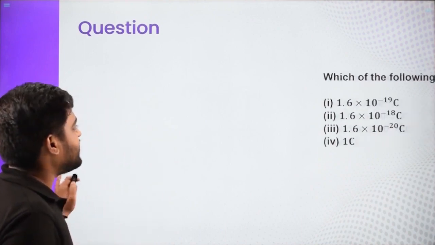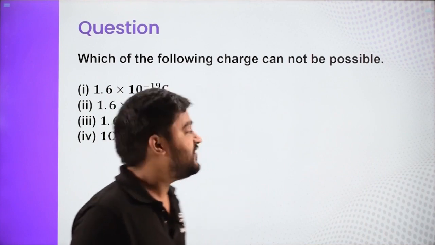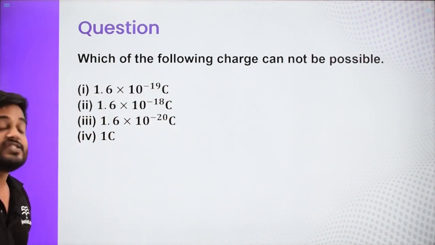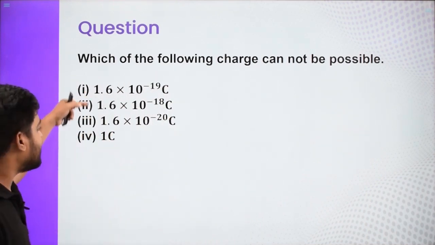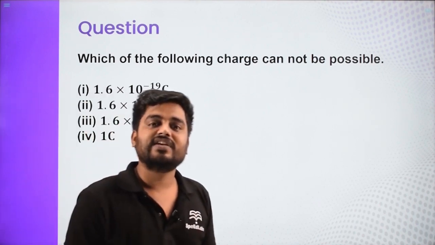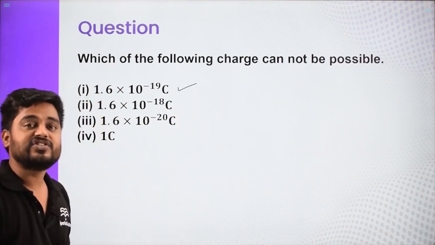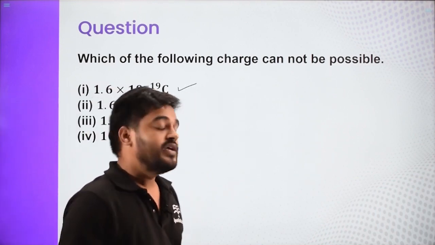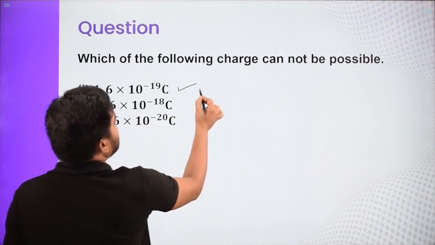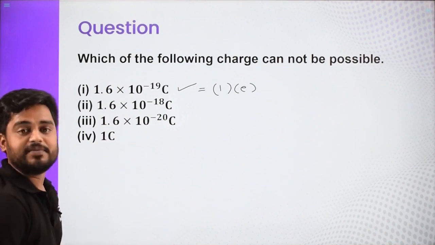Let us do a question regarding that. There is a question which says, which of the following charges cannot be possible? Which of these 4 charges is not possible at all? As you can see, all the charges are positive, so it means the electrons are leaving the object. The first case is the charge of a single proton. That is possible because this is 1 times e. So this charge is definitely possible.